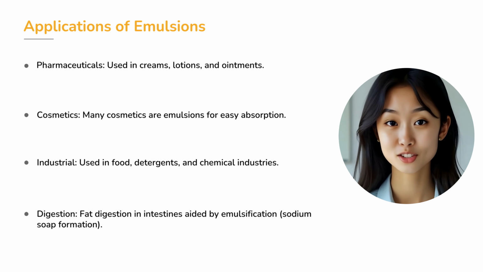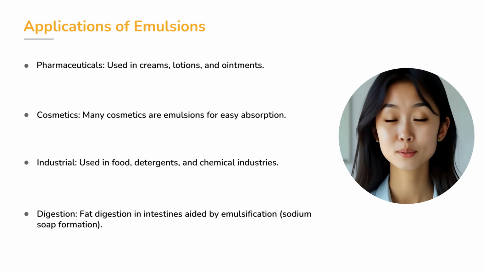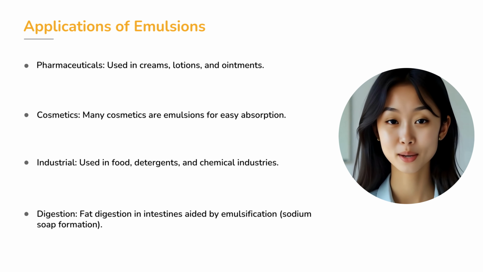In the food industry, emulsions are used in things like mayonnaise, dressings, and ice cream, making them creamy and smooth. But emulsions aren't just limited to cosmetics and food. They're used in detergents, paints, and even in the oil industry, where they help in the separation and extraction of oil. So, emulsions are a big deal, and they play a huge role in making our everyday products better.